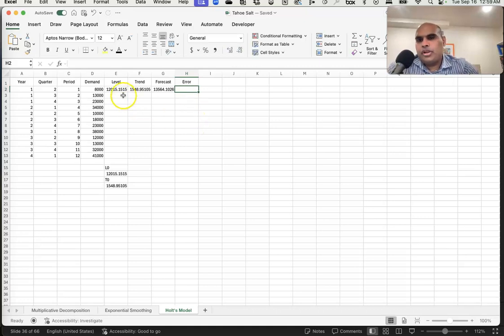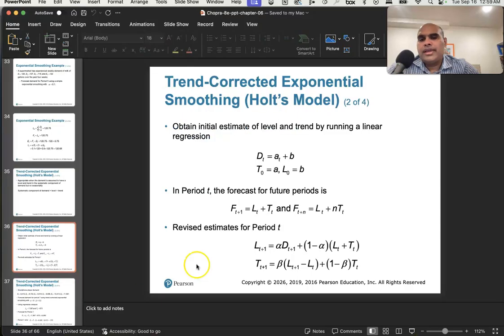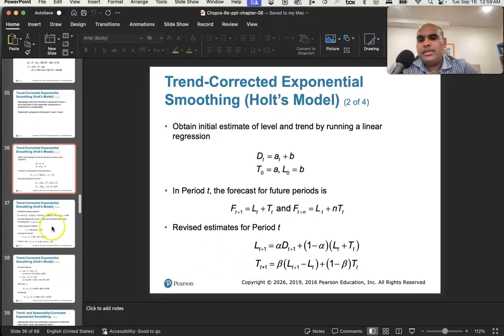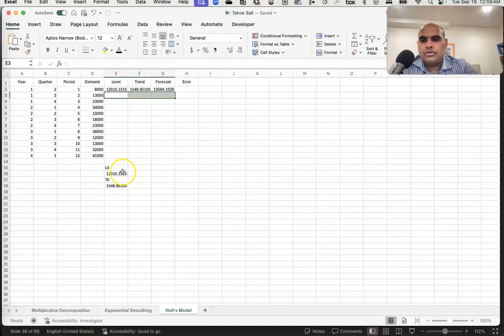All right. So this was for the first time period. Let's calculate the level and trend for the next time period. To calculate the level for the next time period, we need that alpha, but we are also going to require a beta, which we're going to use to calculate the trend, right? So we need two smoothing constants. Let's keep alpha at 10%, and let's say beta is 20%, right?